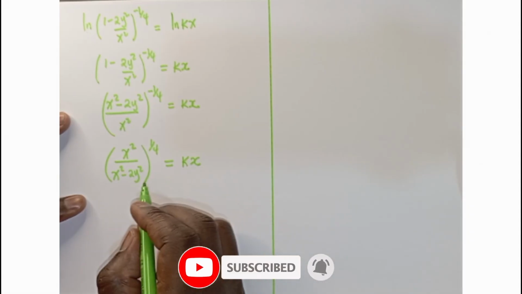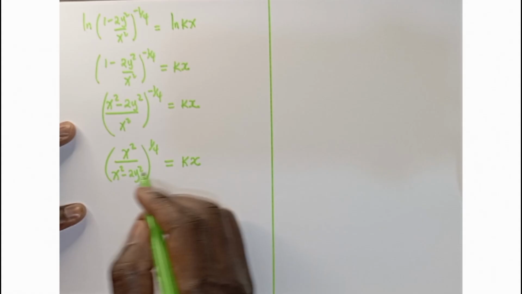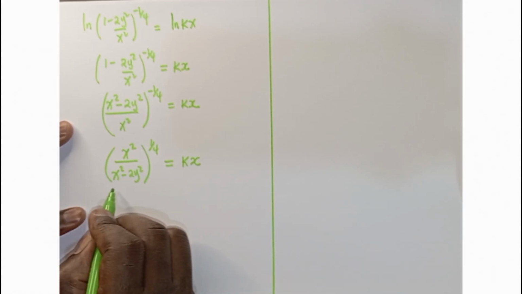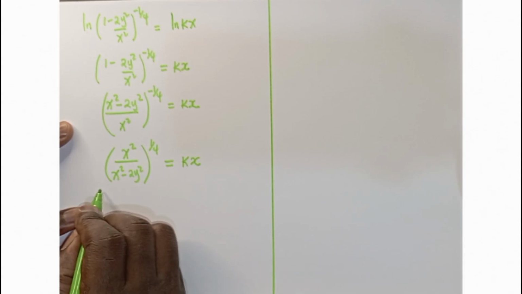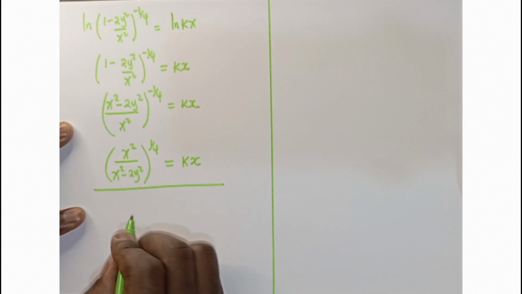As simple as this, now you have defeated the number. Some people may even go further and simplify it further, but here you have already defeated the number. So therefore, this is our general solution.